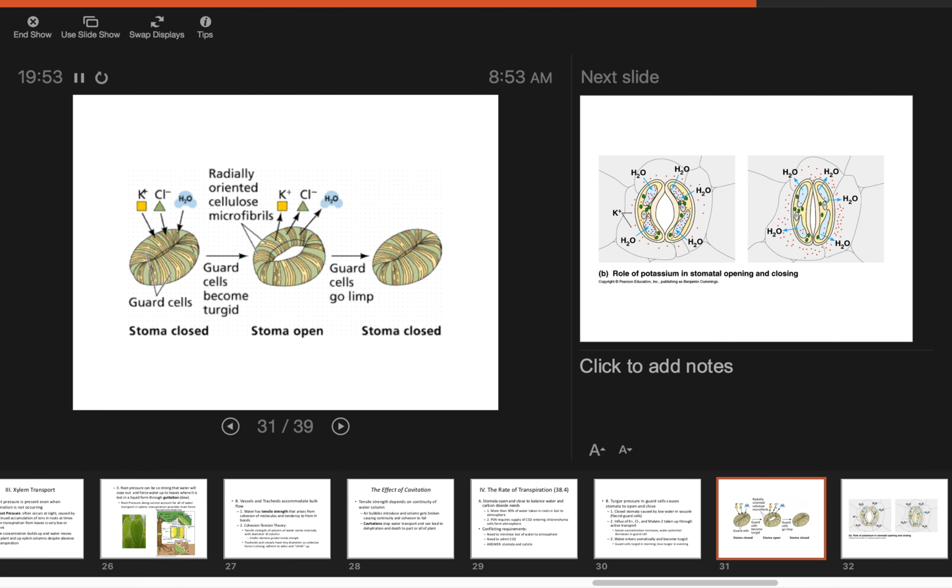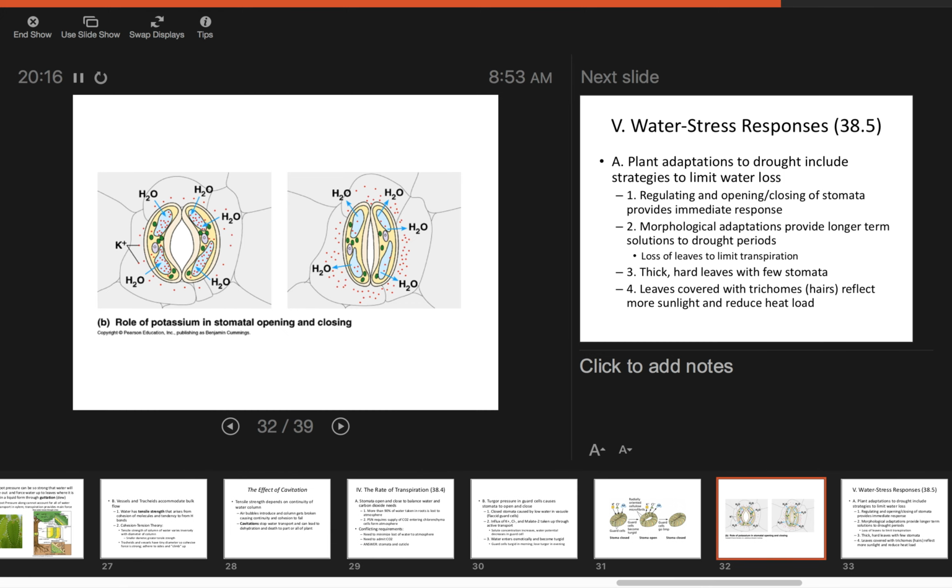So this diagram does a great job here. You can see it's closed or flaccid, okay? We pump in ions to create that low water concentration. Water rushes in, becomes turgid, and it's open. And then when it's done bringing in items, okay, get rid of these ions, and then they go back to limp and they close. So, more diagrams showing the movement of water. Moving water in opens the stomata, moving water out closes the stomata.